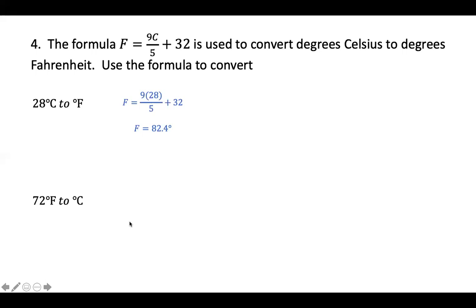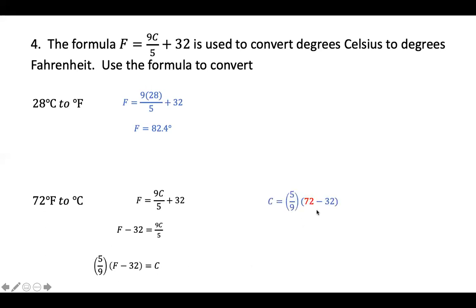Now working the other way, we're given 72 degrees Fahrenheit, but we're trying to find degrees in Celsius. So we're trying to find C, which means that C would be the subject of our formula, so we need to rearrange. We subtract 32 from both sides, and then we can multiply each side by 5 over 9. I just flipped this fraction upside down.